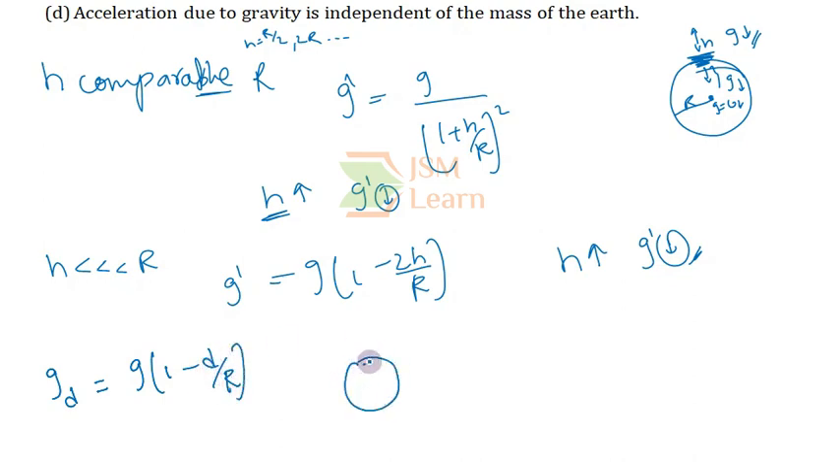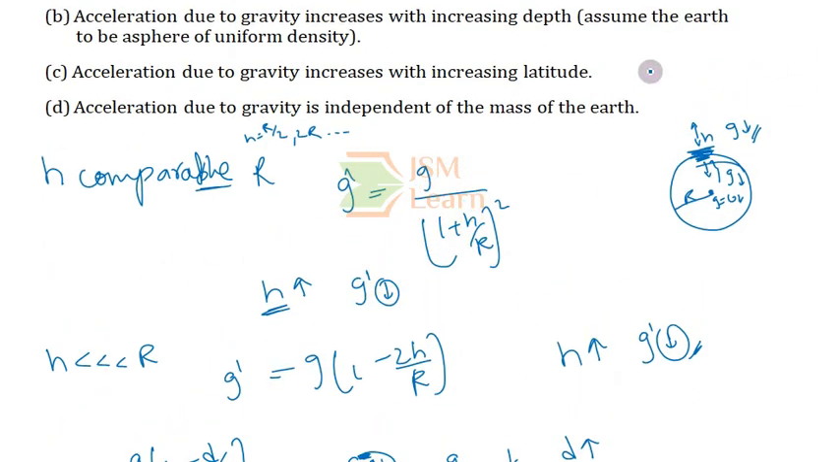That is, if this is the surface of the earth, then d is measured from the surface. When the d value increases, that is, when the depth from the surface of the earth increases, this value increases, so the overall value decreases. So the acceleration due to gravity decreases as the depth increases. Option B says that it will increase with increasing depth. This is not true, so option B is wrong.